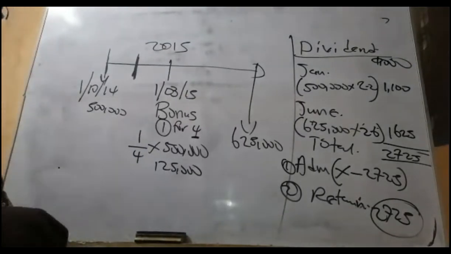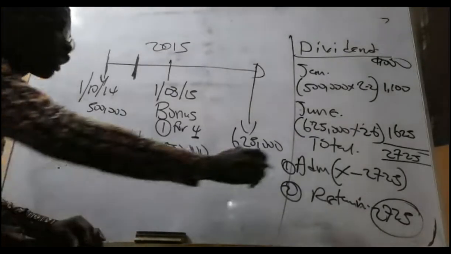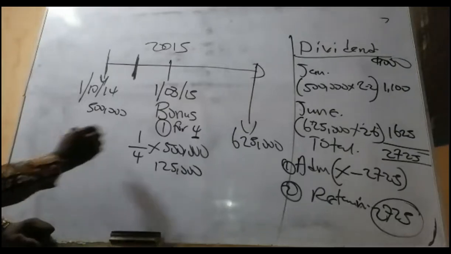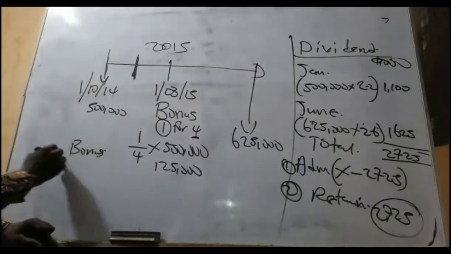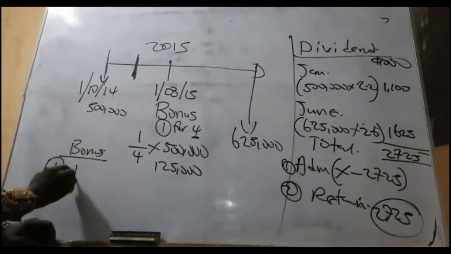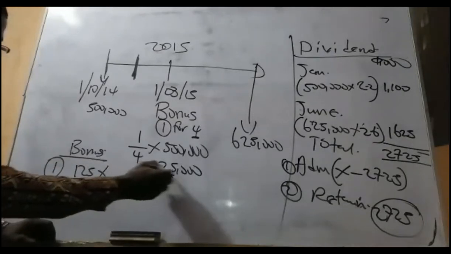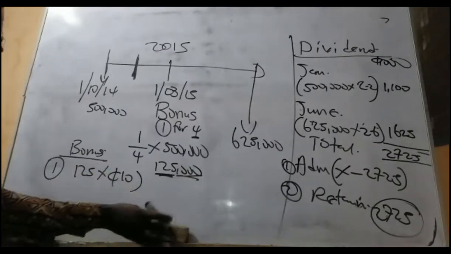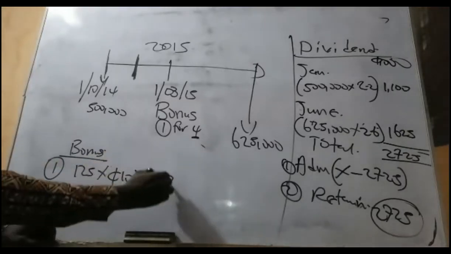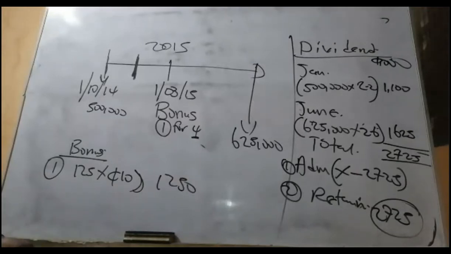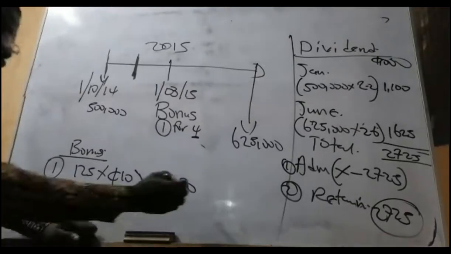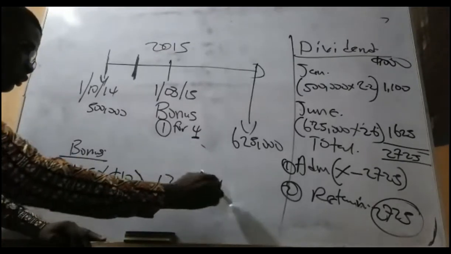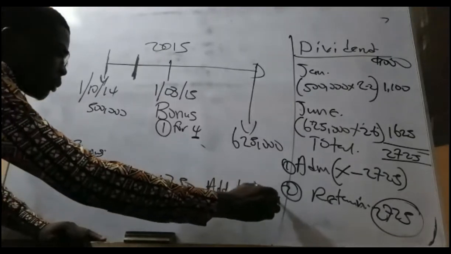But don't forget the issued shares. This is the dividend section. Let's come to the bonus shares too. Treatment of the bonus shares: find the value. The value will be the number of shares, 125 with 3 zeros, times the value of 10 cedis. So it will be 1,250. What's the accounting treatment? When you issue shares, definitely your share capital will increase. So add this to the share capital on the statement of changes in equity.